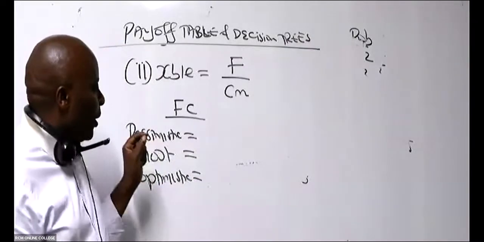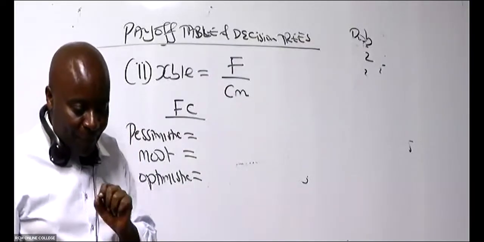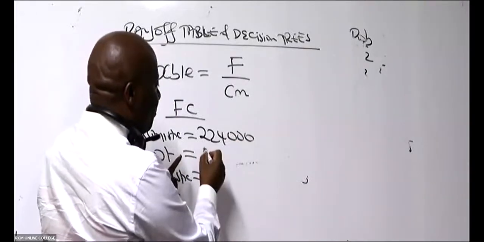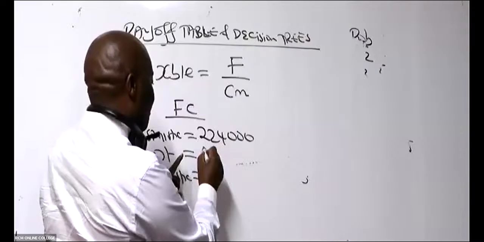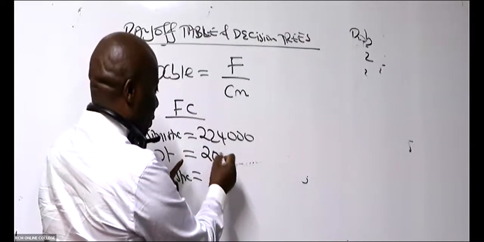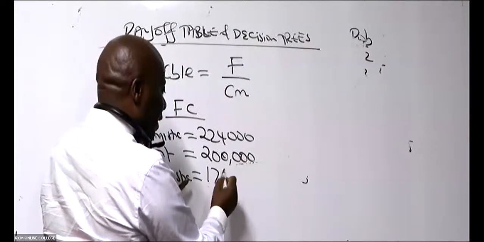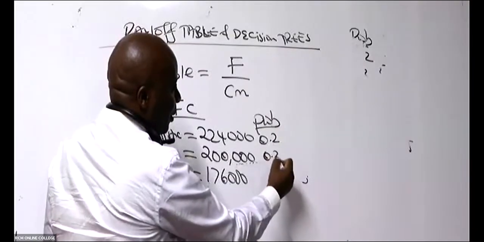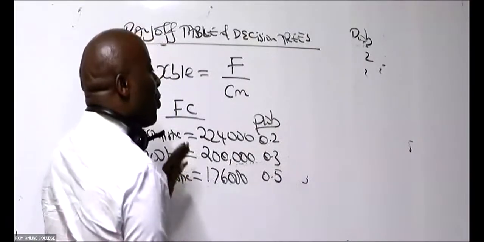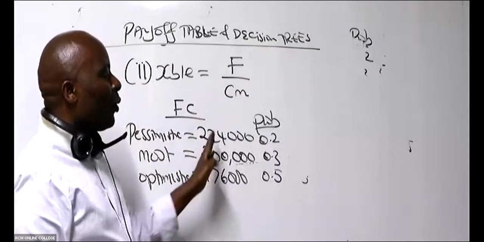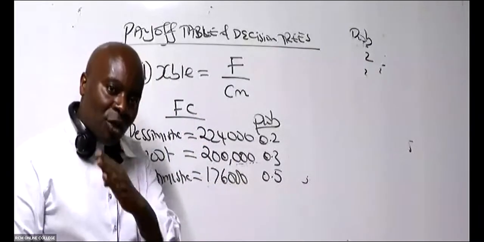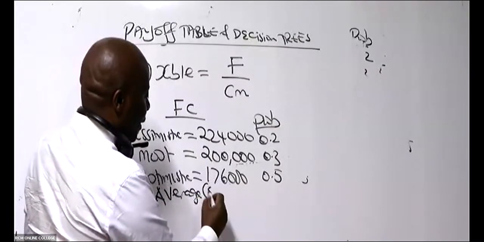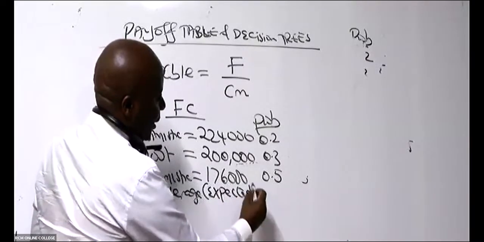The fixed cost for pessimistic, how much do we have there? 224,000. I hope you are able to remember how we got this. And then most likely, 200,000. This is 176,000. And then we have probabilities, 0.2, 0.3, 0.5. And because we don't know which one will prevail, then we work with what we call an average fixed cost. So give us average, or in this case here, expected fixed cost.